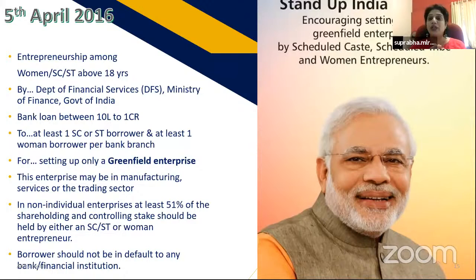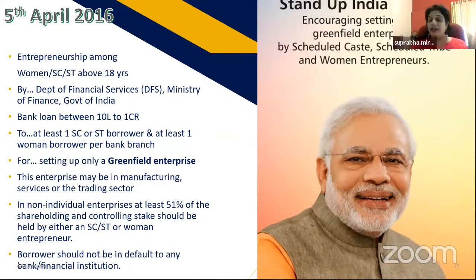A non-individual enterprise, that is an organization, can also apply to the bank under the Stand Up India scheme, and they might be dealing with the Greenfield enterprise also, but they can get the loan. They are eligible to get the loan only if 51 percent of their shareholders. When you have a 51% shareholder, obviously that person becomes the controlling authority of that organization. So they should have 51% of shareholding plus controlling stake. It should be in the hand of either a woman or a person from SC or an ST. Okay. So borrower, apart from that, there's one more condition.